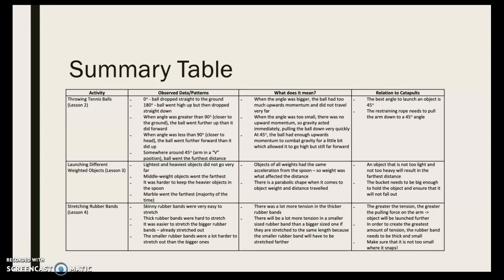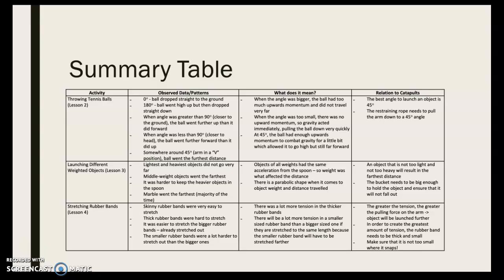What does it mean? Objects of all weights have the same acceleration because they're not launching them at different speeds or with different force, so that is the weight that affected the distance in this activity, and that there's a parabolic shape when it comes to object weight and distance traveled.